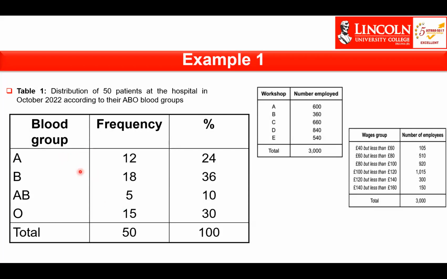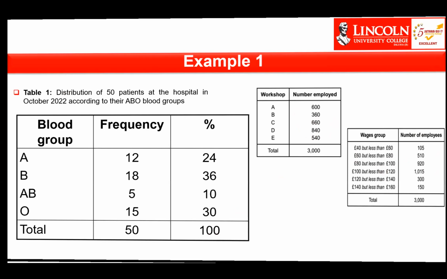For example, you can have something like this. Table 1: distribution of 50 patients at the hospital in October 2022 according to their ABO blood groups. We have the blood groups A, B, AB, and O with frequencies 12, 18, 5, and 15. When you sum this up, you get 50. Then the percentages are 24, 36, 10, and 30. When you sum this together, you get 100%. You can also have it like this, so it depends.